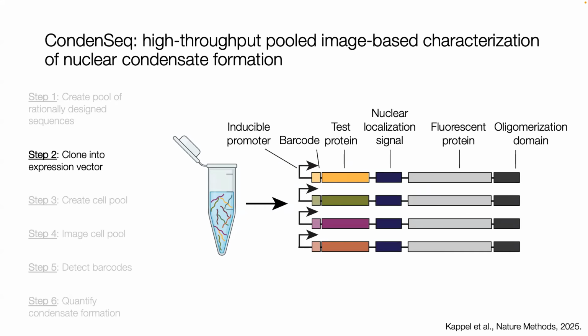We have a nuclear localization signal. And so this is going to enable us to study condensate formation, at least for now, specifically in the nuclear environment. Remember, I said there's differences between the nucleus and the cytoplasm. So we want to confine our measurements to one particular environment initially. We then have a fluorescent protein, which enables us to visualize the molecules in cells. And then optionally, we include an oligomerization domain, which enables us to control the valence of these constructs.